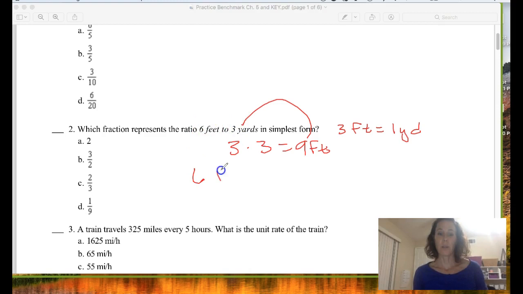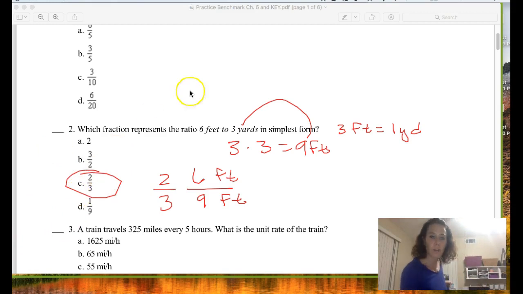So I'm going to go 6 feet to 9 feet. There's my ratio. And these are both divisible by 3. So 3 divides into 6 2 times, and 3 divides into 9 3 times. This would be 2/3, and the answer would be C.